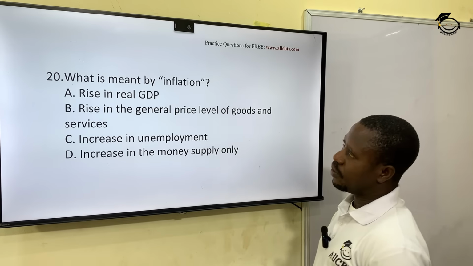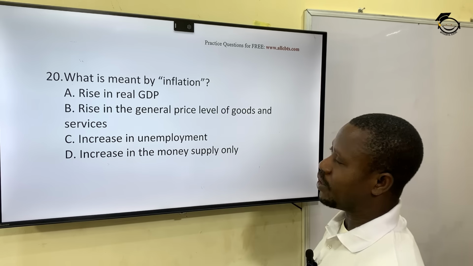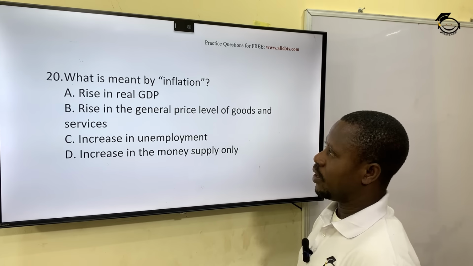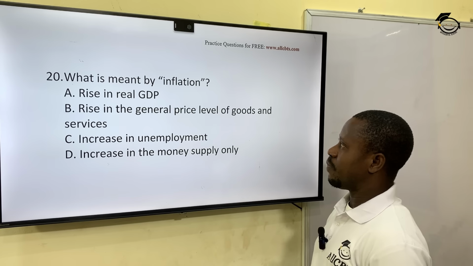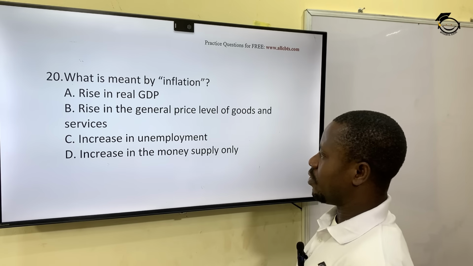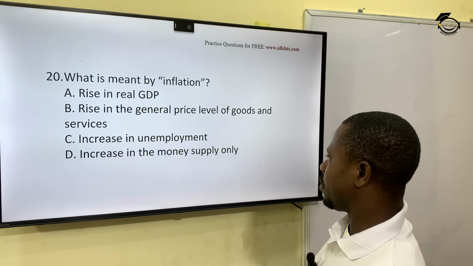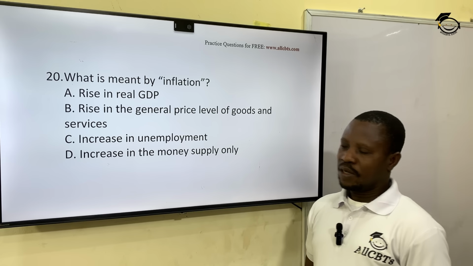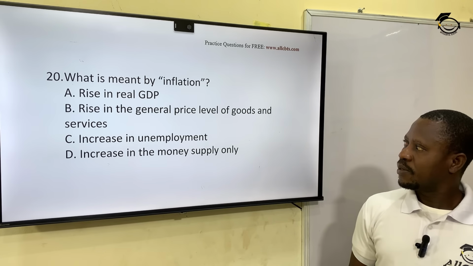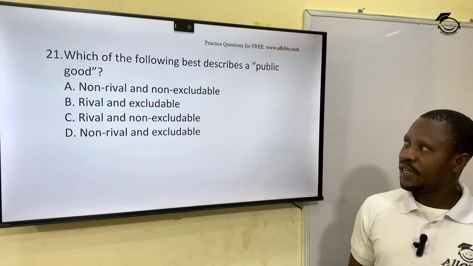Okay? The next question, what is meant by inflation? I think I've explained this today. Very well. Rise in real GDP, rise in general price level of goods and services, increase in unemployment, increase in the money supply only. The answer is option B, when there's a general price increase in the level of goods and services.